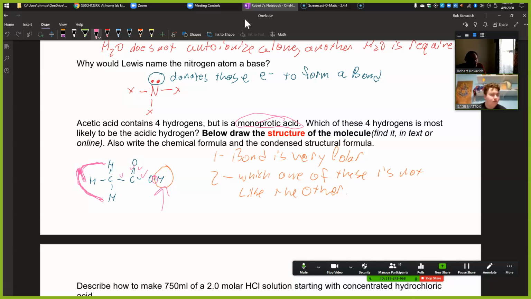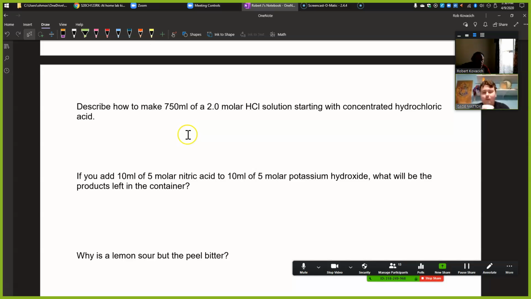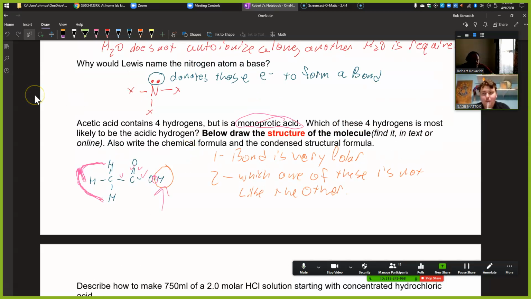And the real good reason though is that one is bonded to an oxygen, which has a high difference in electronegativity between the oxygen and the hydrogen. So it's very polar. So the hydrogen's electron that is used in sharing for that bond is mostly hanging out around the oxygen. So it doesn't have much control over it. Okay. I wanted you to write the condensed structural formula too. So CH3COOH. Alrighty.